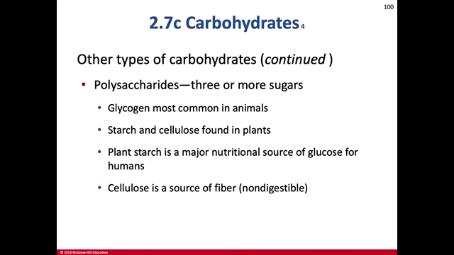Polysaccharides, 3 or more sugars attached to each other. Glycogen is the most common in animals. Starch and cellulose are in plants. And we've already talked about starch being a major nutrient in our diet, right? Cellulose is a type of polymer made from glucose that we can't digest because we don't have the correct enzymes to break the connections between the glucose molecules in cellulose. And so we call that fiber.